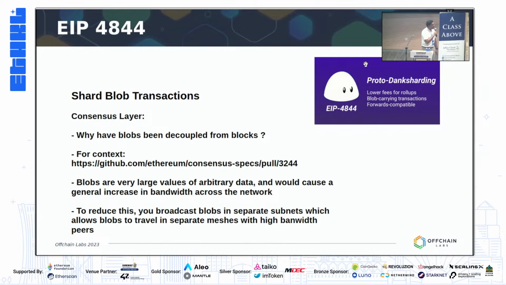Whereas if these blobs were coupled to blocks, almost every node would have to gossip them. And certain nodes on the network are bandwidth constrained. So if you have a 1 megabyte blob being transmitted, and you have someone with a 10 megabit up and down line, it'll take literally 1 second to just download the block. To prevent this sort of congestion on the network, we've decided to decouple them.